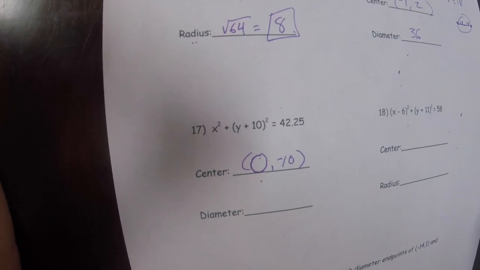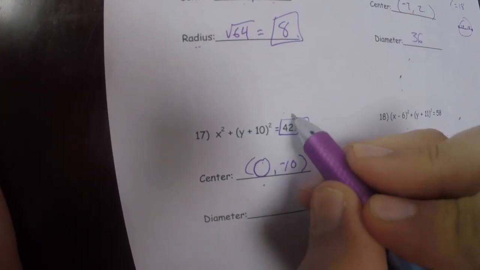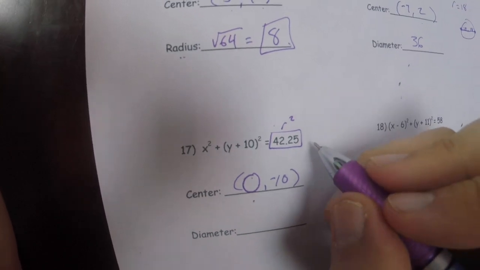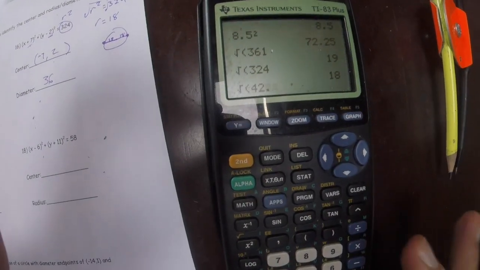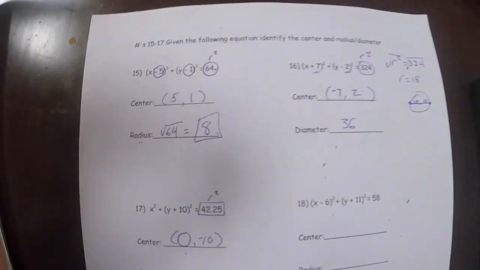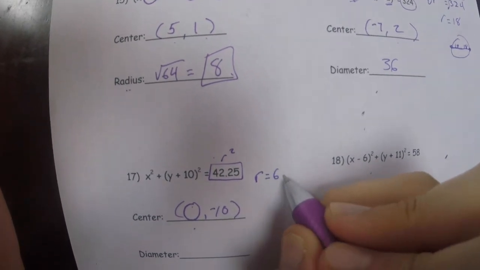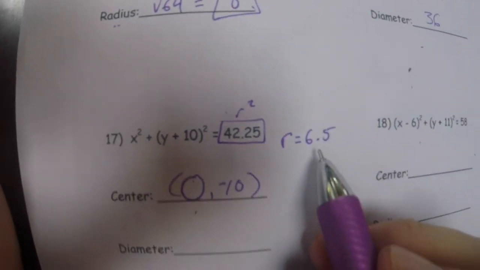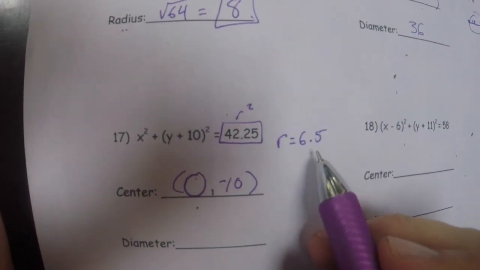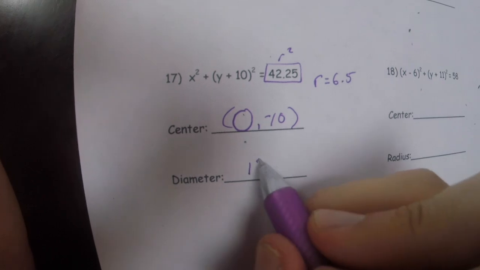All right. Here's my radius squared. Okay, so if I take the square root of 42.25, that means that my radius is 6.5. And then if I'm giving them the diameter, I have to multiply that number by 2, which is 6.5 times 2 is 13.